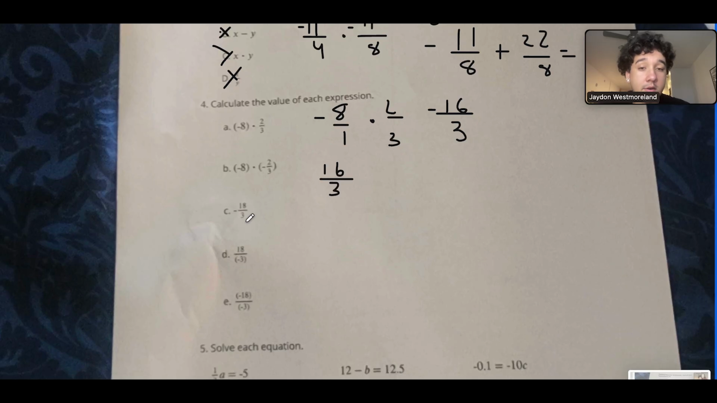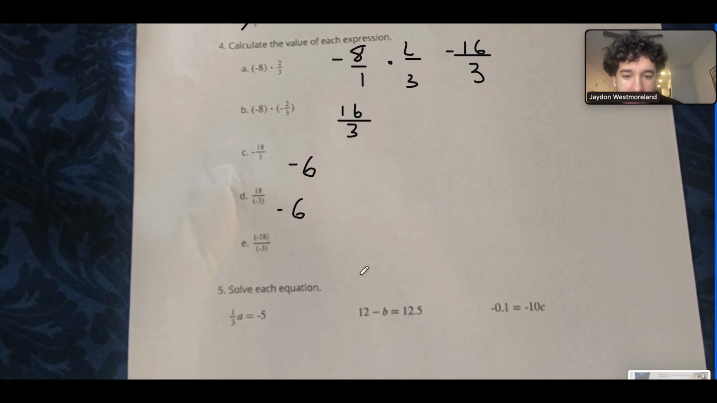Okay, negative 18/3. Well, we can simplify that. 3 goes into 18 6 times, but it's negative, so the answer is going to be negative 6. Okay, 18/3, but it's in parentheses. That doesn't change anything here. It's still going to be negative 6. And then negative 18/3, well, a negative divided by a negative is a positive. So in this case, it's just going to be 6.